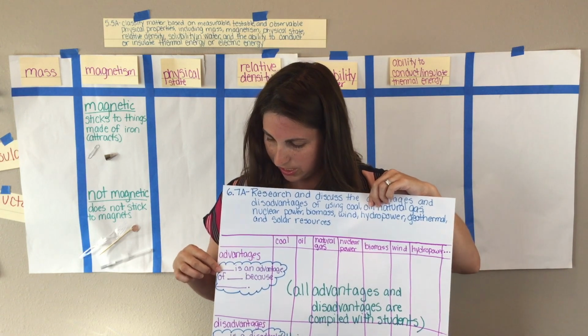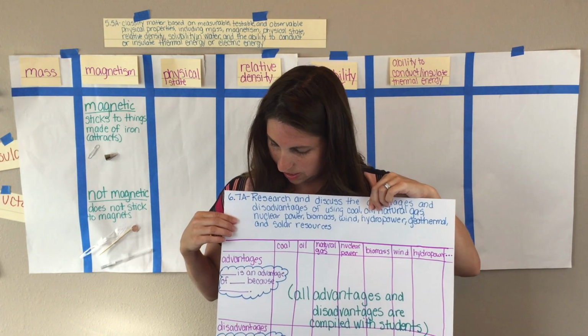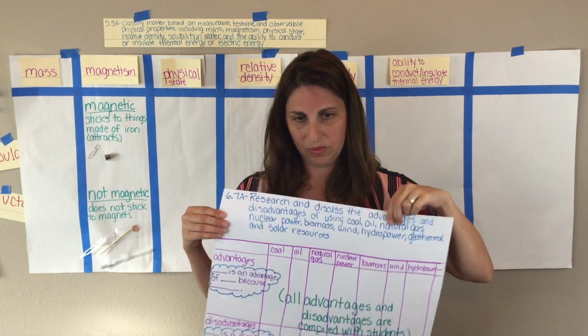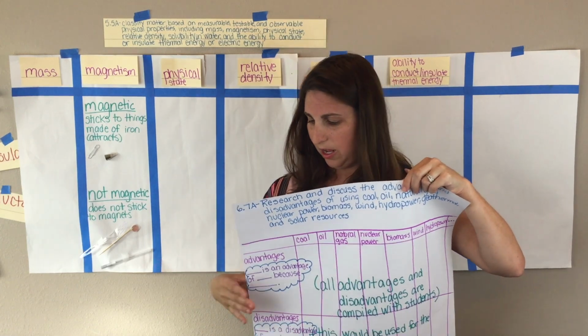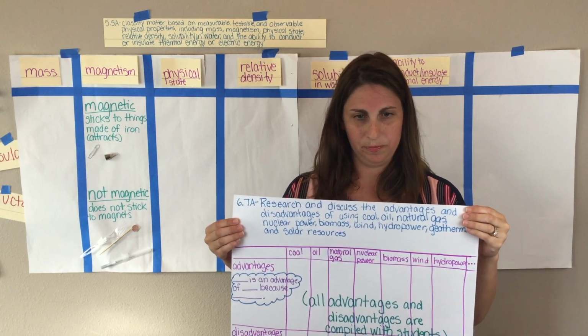I also have their sentence stems. "Blank is an advantage of blank energy because," and then you could add "my claim is valid because." This is very important. If you don't have your TEKS and your sentence stems, then you are not getting as much bang for your buck in your lesson.